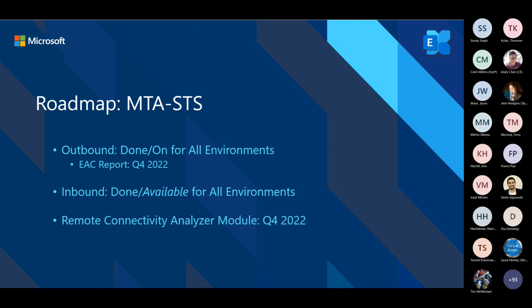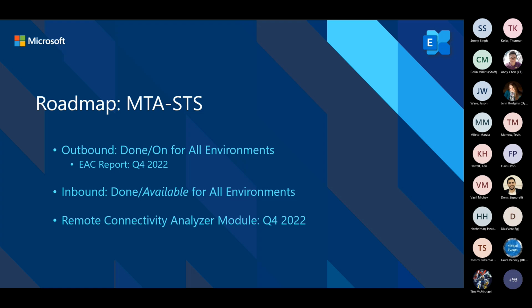Okay, I'll look at the MTA STS roadmap. So for outbound, this is done. This is on for all of our environments. MTA STS and DANE are both preemptive, so they're doing validations against the destination before an email is sent. And so it's a proactive security check before the email has been sent. And so we're doing these validations on the outbound path to organizations that you all are sending to. This is on by default, and there's nothing that you have to configure for this to work.